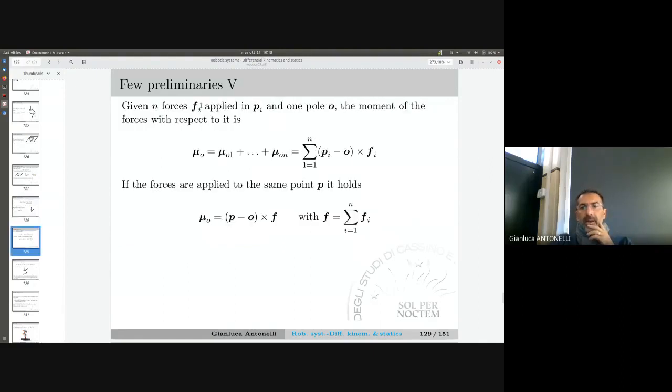If I have several forces applied in a certain point and a certain pole, I can compute the moment of all the forces by applying this formula. So the sum of all the moments is computed in that way. If the forces apply to the same point, I can simply consider the resultant of all the forces.